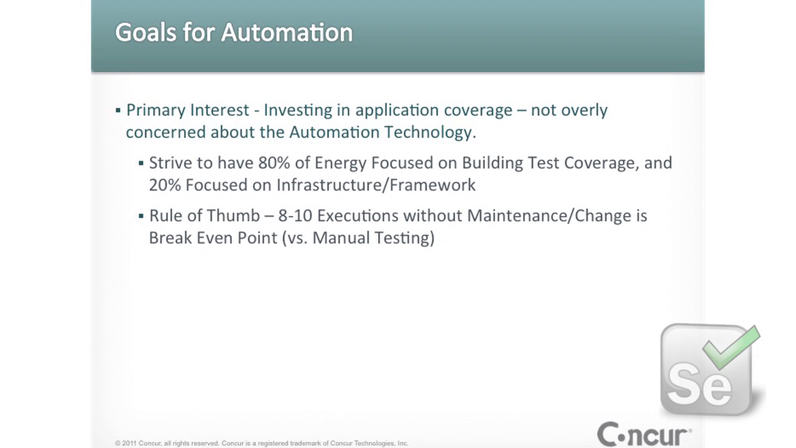Okay, so a little bit about our goals, and this first one is quite important to put out there, and you'll understand as I go through a little bit more about the details of what we're doing as to why I specifically state this. But we're interested in application coverage. I'm not necessarily interested in the latest and greatest technology. What I want from a technology stack for automation is something that works, that's reliable, that's expandable, but it doesn't have to be the latest and greatest. It doesn't have to have the latest bent.